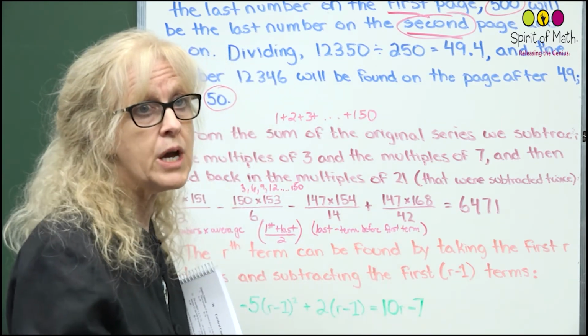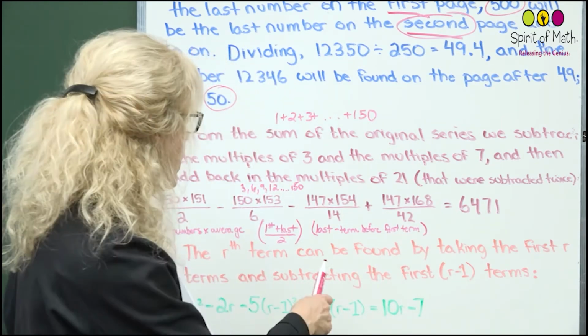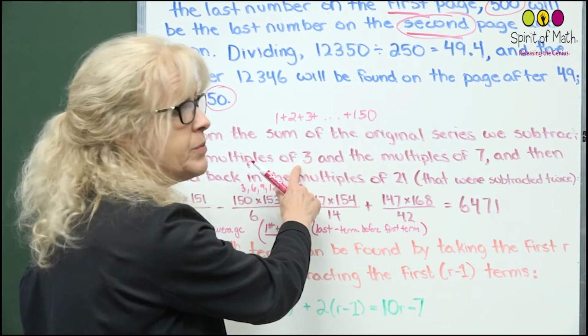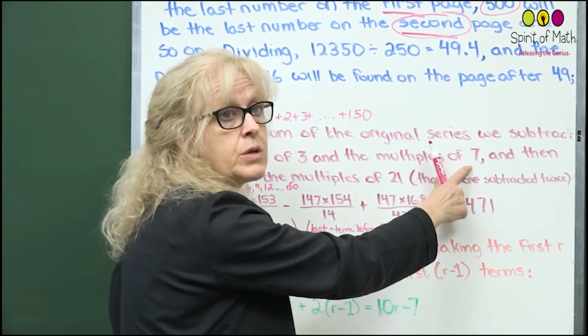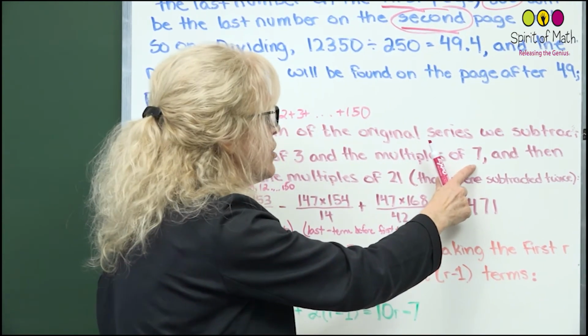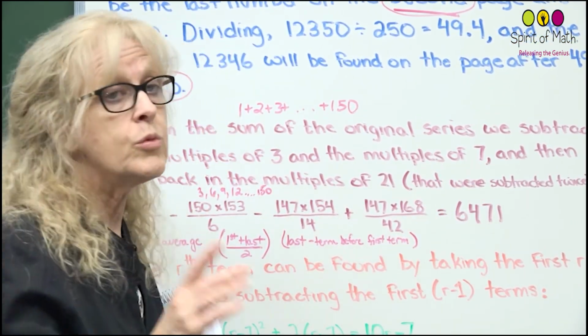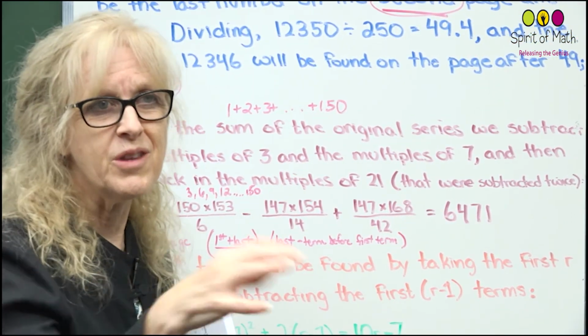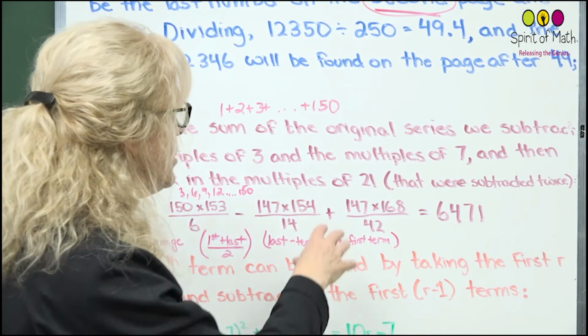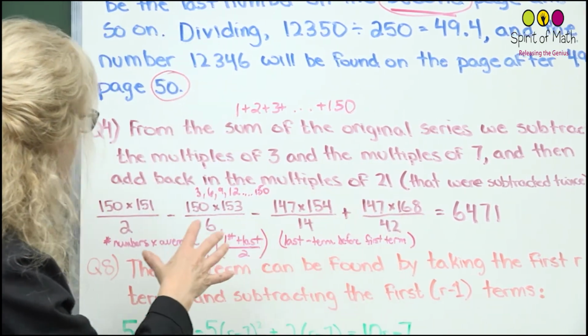twice. It's a multiple of 3, so it was subtracted in the first step when you subtracted the multiples of 3, and then it was also subtracted when you took out the multiples of 7. So you need to put one of them back in, and that's why you add in the multiples of 21. All right, so how do you do that?